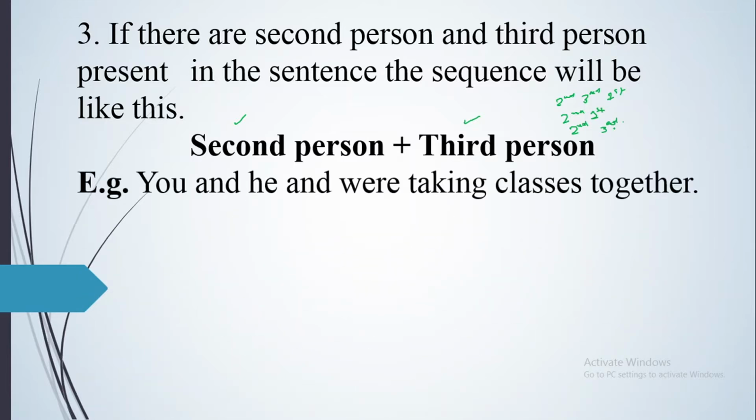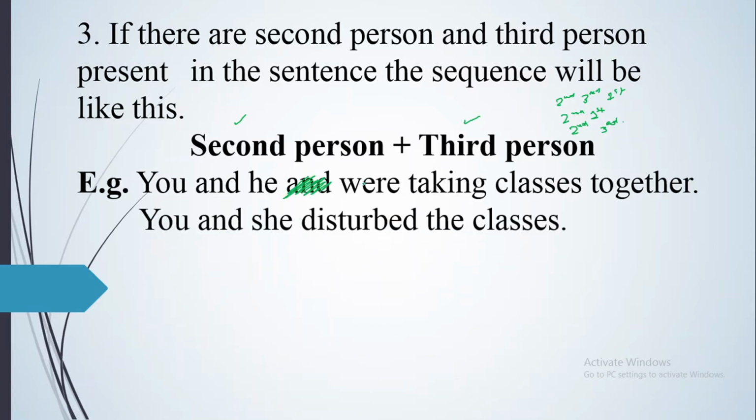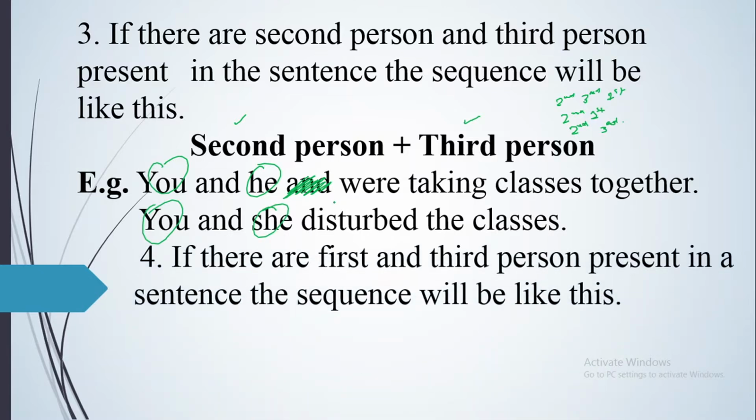You, he and we, okay. You and he were taking classes together. So here, and won't come. And the second example is: you and she disturbed the class. First the second person and then the third person, whether that is masculine or feminine, and then the second person and then the third person.